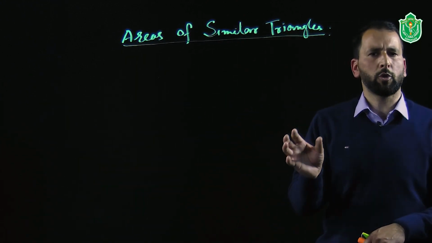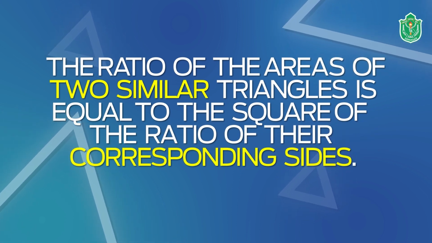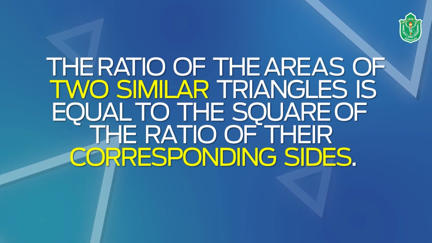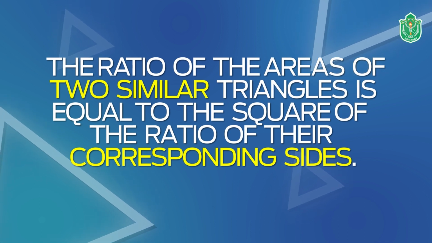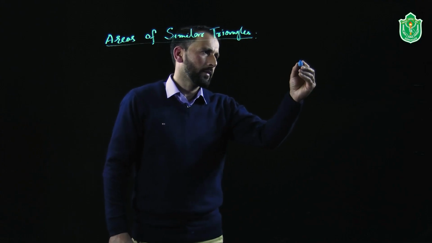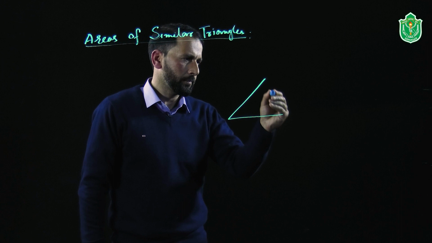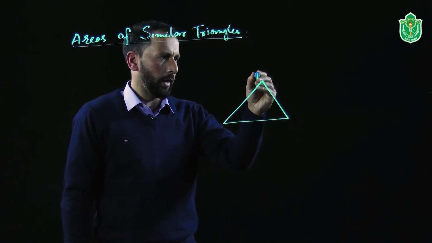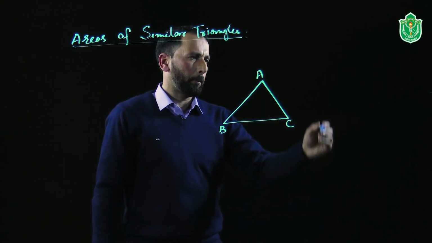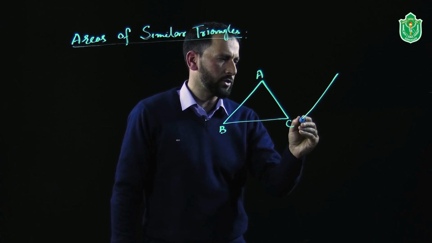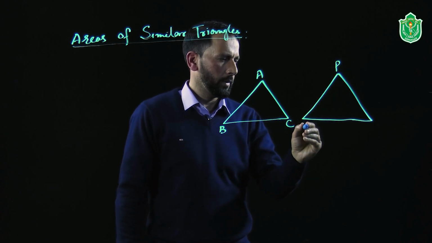The statement of the theorem is, the ratio of the areas of two similar triangles is equal to the square of the ratio of their corresponding sides. So first of all, let us draw two triangles here. Triangle ABC and another triangle here, triangle PQR.